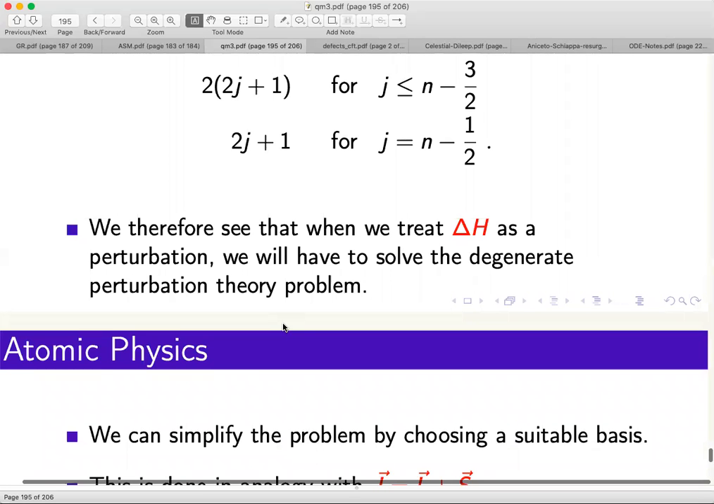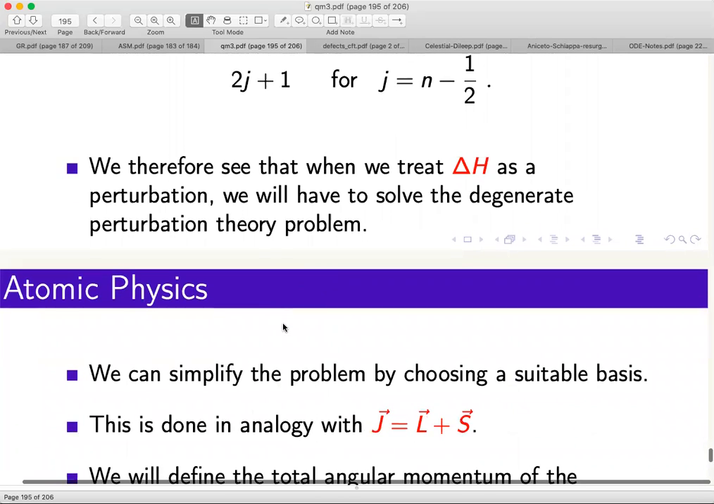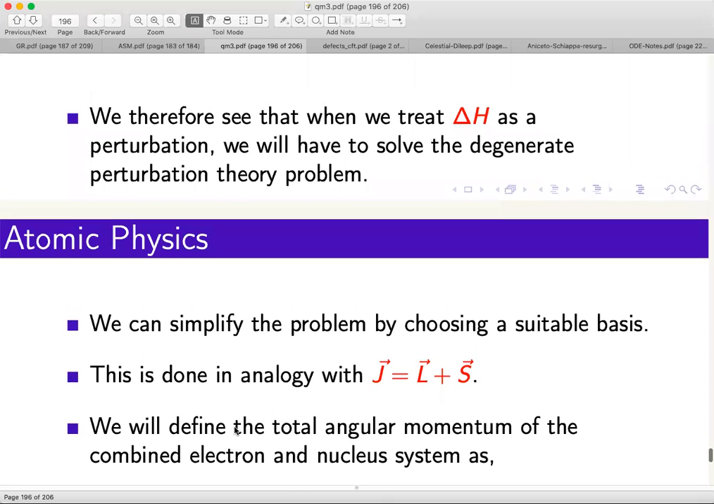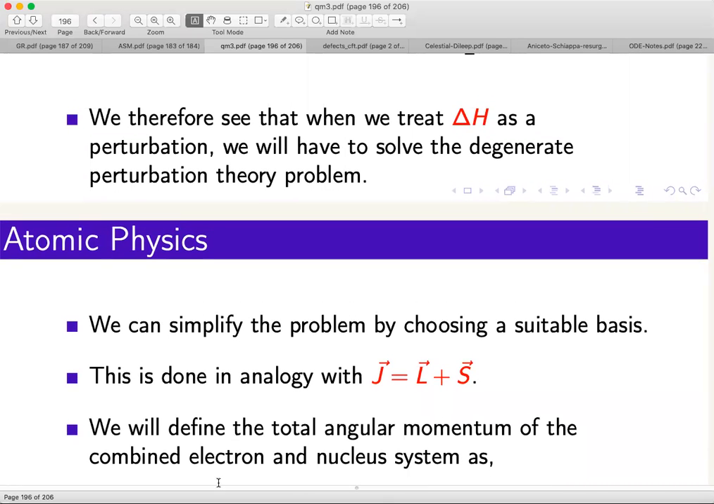Of course, if you have to solve this problem, you need to choose a suitable basis in which you can solve it. To do that, we will follow the same thing that we did in the hydrogen atom problem. Namely, we write down a new angular momentum J, which is L plus S, and then change the basis from the LS ML basis to the LS JM basis, and compute relevant quantities with respect to the total electronic angular momentum, which is what we call J.